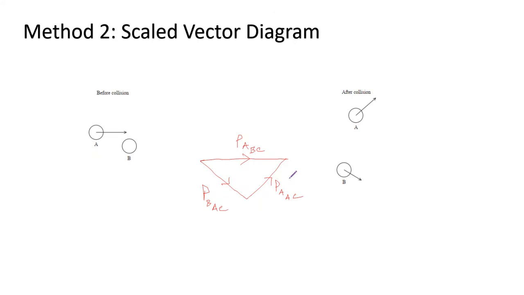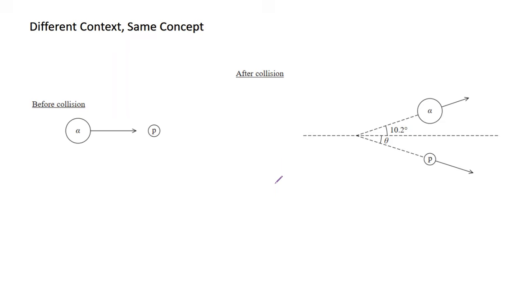Of course the angles and everything must be given for you to draw a scale vector diagram. And as always, while drawing scale vector diagram, remember the vectors must be arranged tip to tail, so you can clearly see the tip of B is aligned with the tail of A. Then you have a different context but the same concept. You can apply vector resolving or scale vector diagram, either one works.